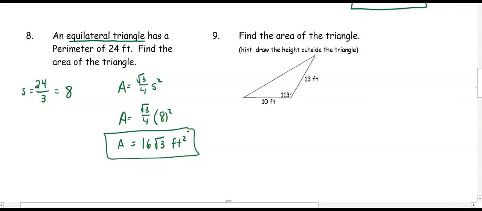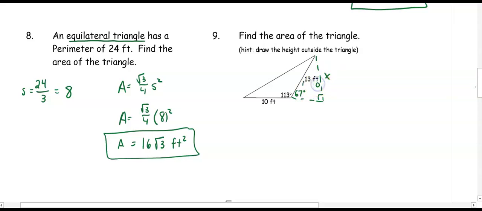Number 9, find the area of the triangle. Hint, draw a height outside of the triangle. So right now we don't have a height, so I'm going to draw this outside the triangle, perpendicular to the base. If the angle inside the triangle is 113, outside the triangle it is 67, so we can use that to find our height.